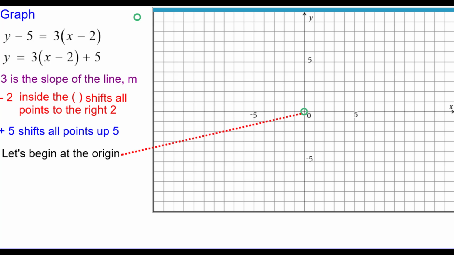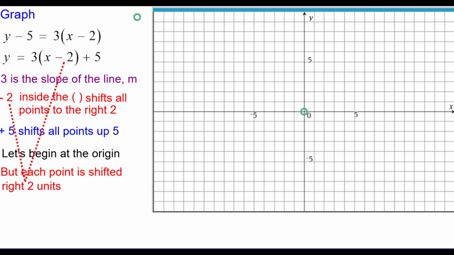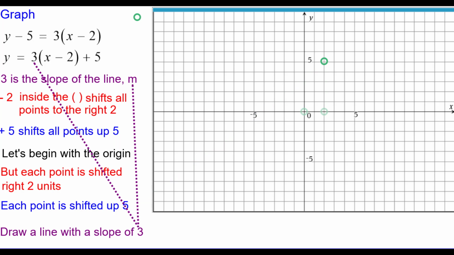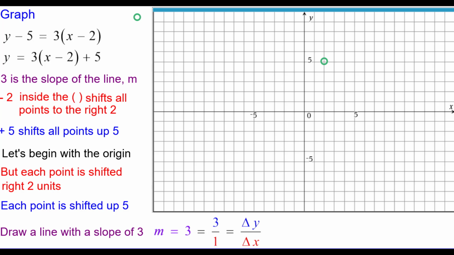So we'll begin at the origin, but each point is shifted right 2 units, so we'll shift that origin to the right 2 units. And each point is shifted up 5 units, so we'll shift that point up 5 units. And we're going to draw a line with slope of 3 through that point. And remember that slope is the change in y over the change in x. The change in y is positive 3, while the change in x is to the right, positive 1.